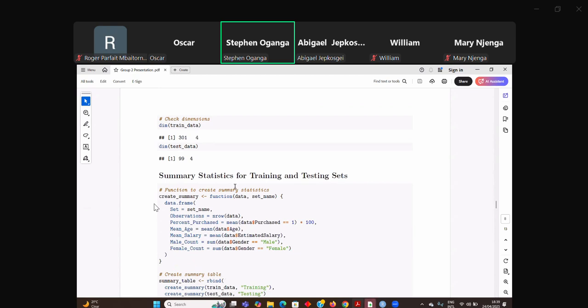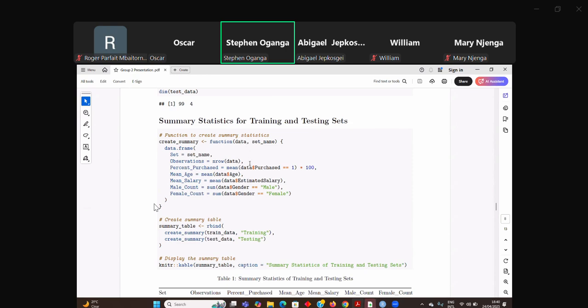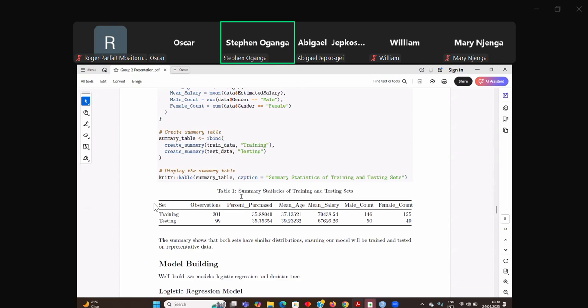So summary statistics for training and test. This is the function to create summary statistics. And this is the table which summarizes everything. For training, we had 301, and for testing, it was 99. These are the observations. So these are the outcomes.